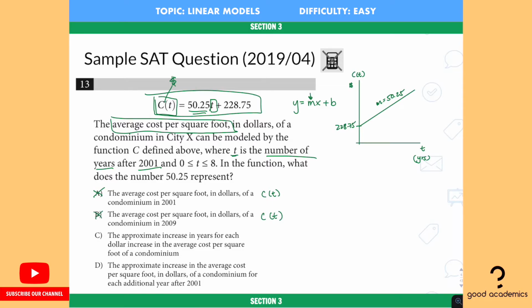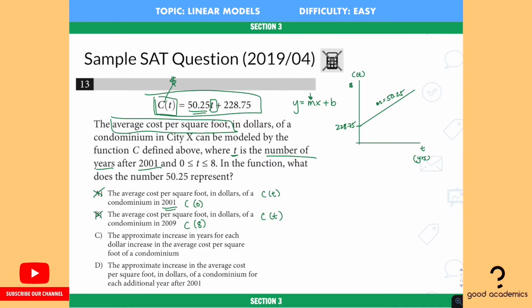Now, be very careful to pay attention to the year. Specifically, this is going to be C of 0 because it is set after 2001 and t is between 0 and 8. So choice A is asking what C of 0 is. That's not what 50.25 stands for. Choice B is actually telling you, hey, what's C of 8? Because it's 2009. And that's not what the 50.25 stands for.